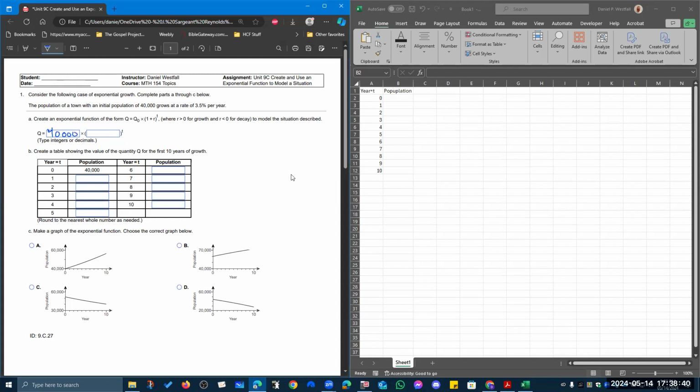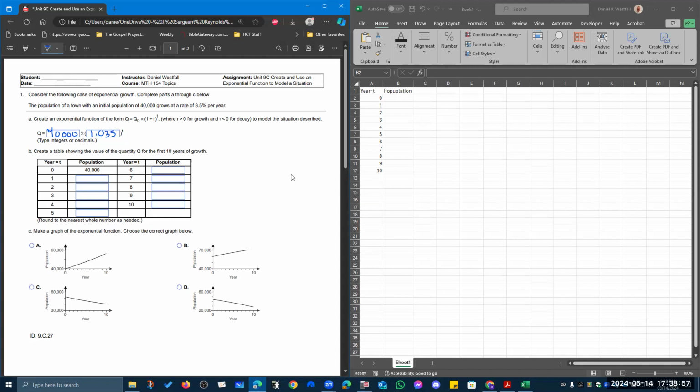And then we need to add 1 to the growth rate of 3.5%. So that makes us 1.035. And we're going to raise that to the t power.